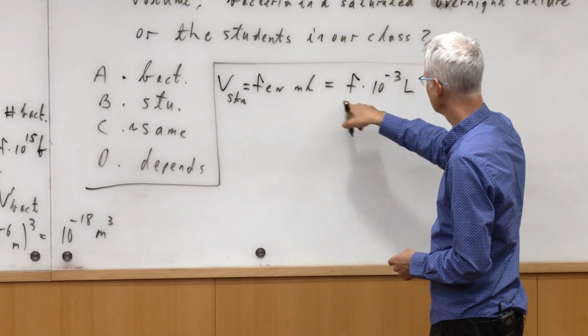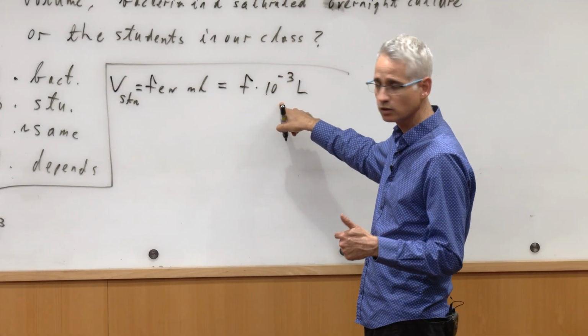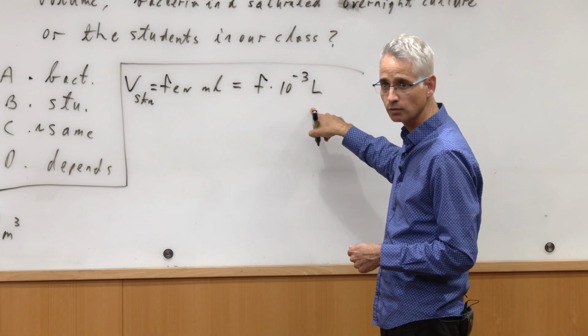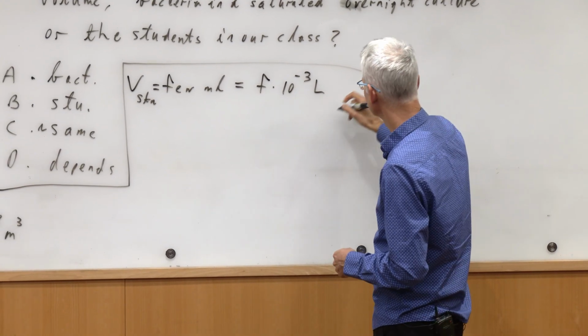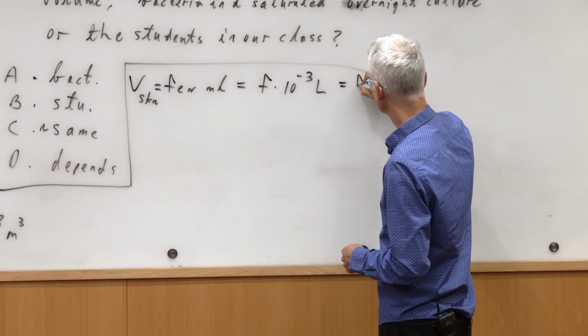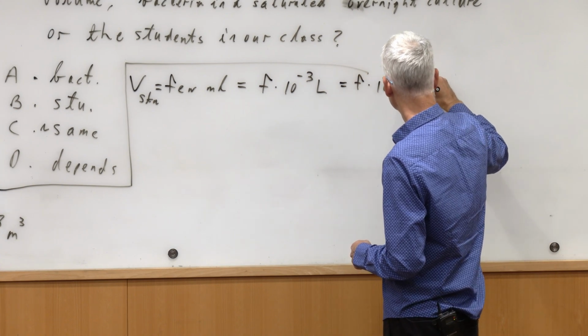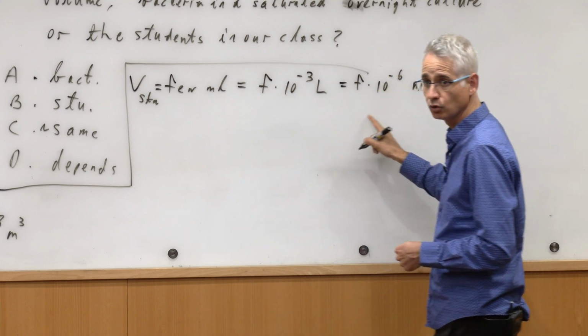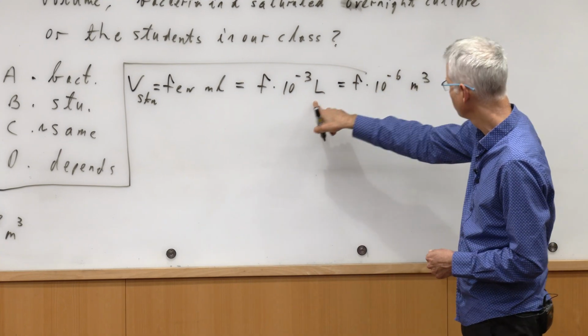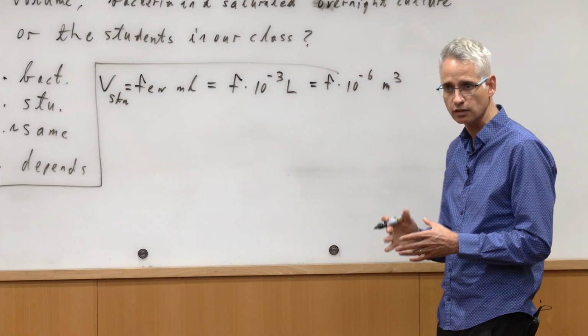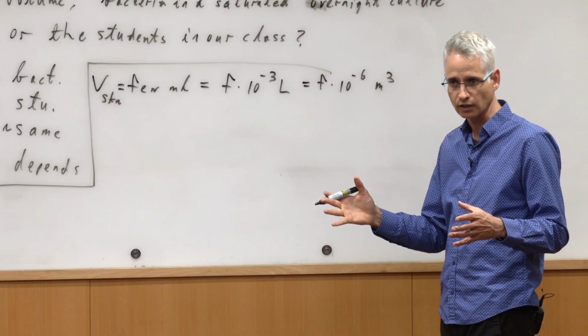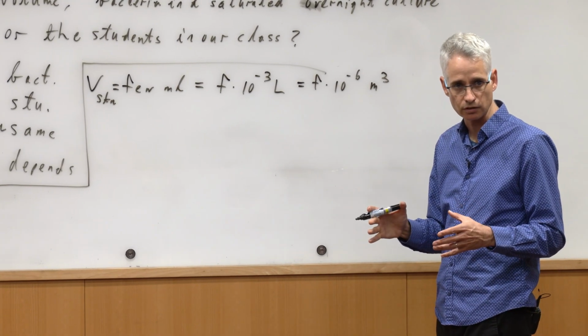Milli is a 1,000th of a liter. So a few times 10 to the minus 3 liters, which is 10 to the power of minus 6 meter cubed. Fantastic. A few times 10 to the minus 6, because I'm going from liters into meters cubed, and there's 10 to the 3 liters per meter cubed.